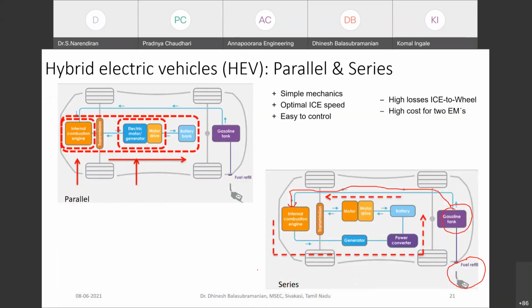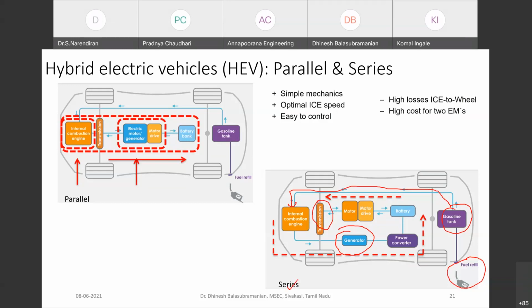So talking about the series hybrid connection, you will have a refuel gasoline tank for the internal combustion engine. From the internal combustion engine, the rotation energy will be given to a generator, and from the generator to a power converter, and thereby to a battery, and that will give power supply to a motor drive, motor, and the transmission. So in the case of series connection, the power source for the transmission will be supplied from the motor and not from the internal combustion engine. So that is what talks about series connection.